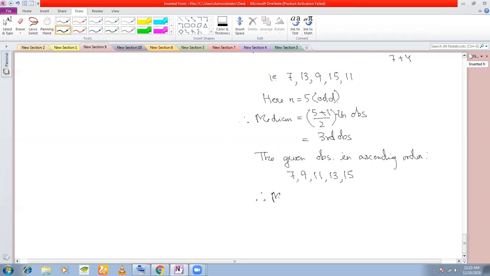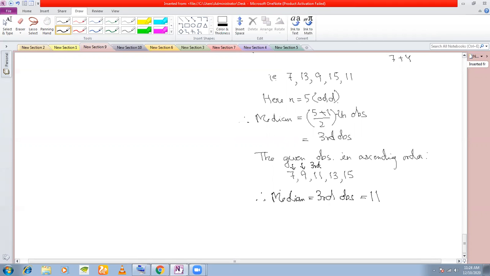Therefore, median is equal to the third observation. You locate the third observation from the left because it is arranged in ascending order. So this is the first observation, second observation, and this is your third observation. So median is 11. This is an example of a question where mean and median were punched together.